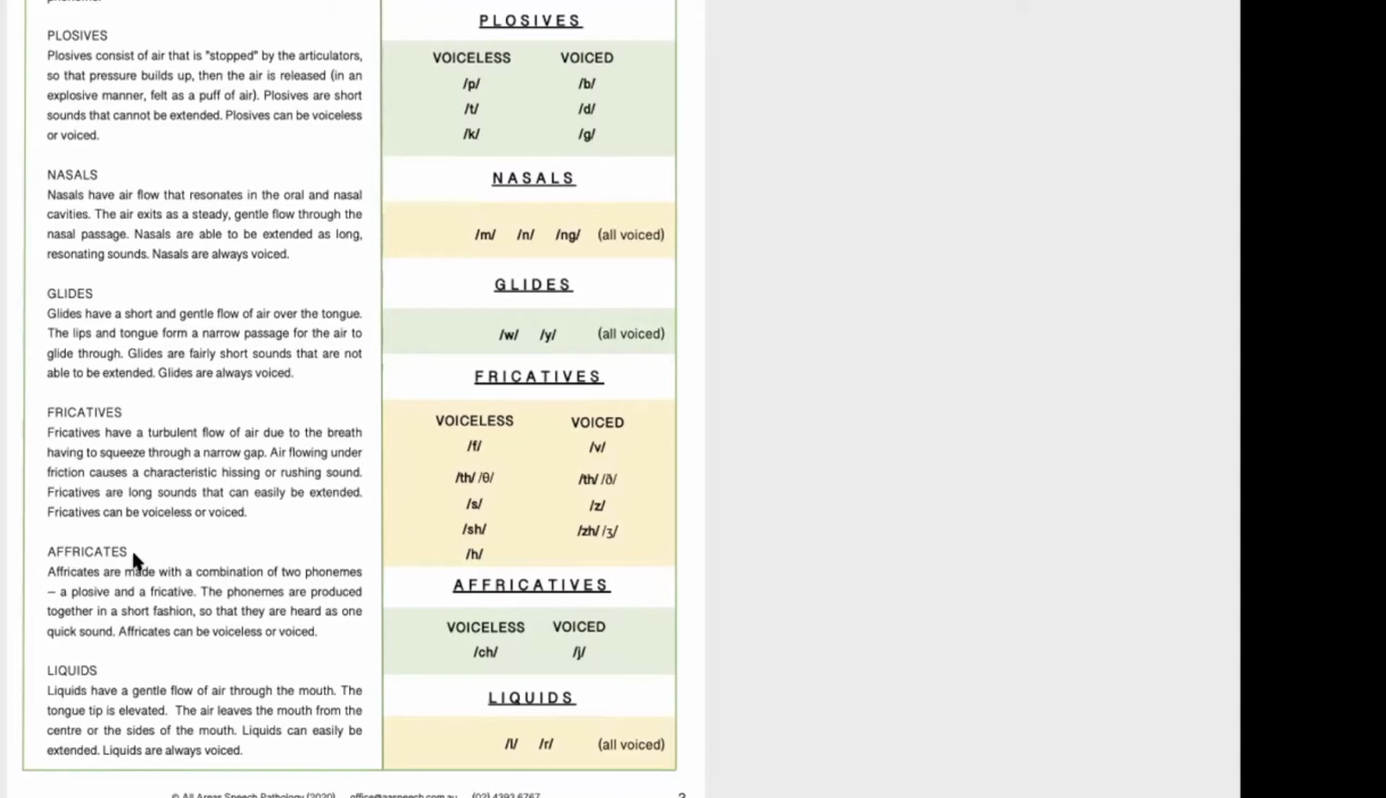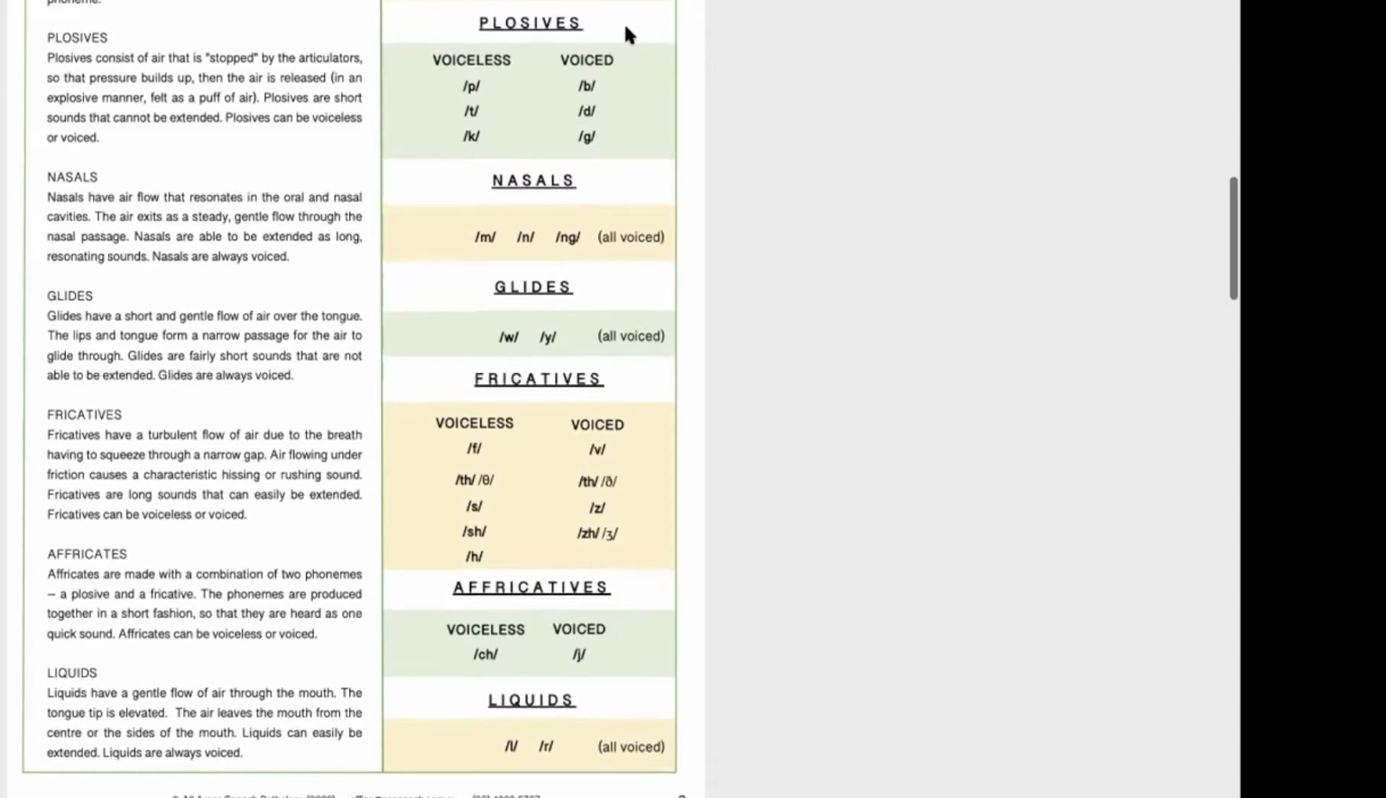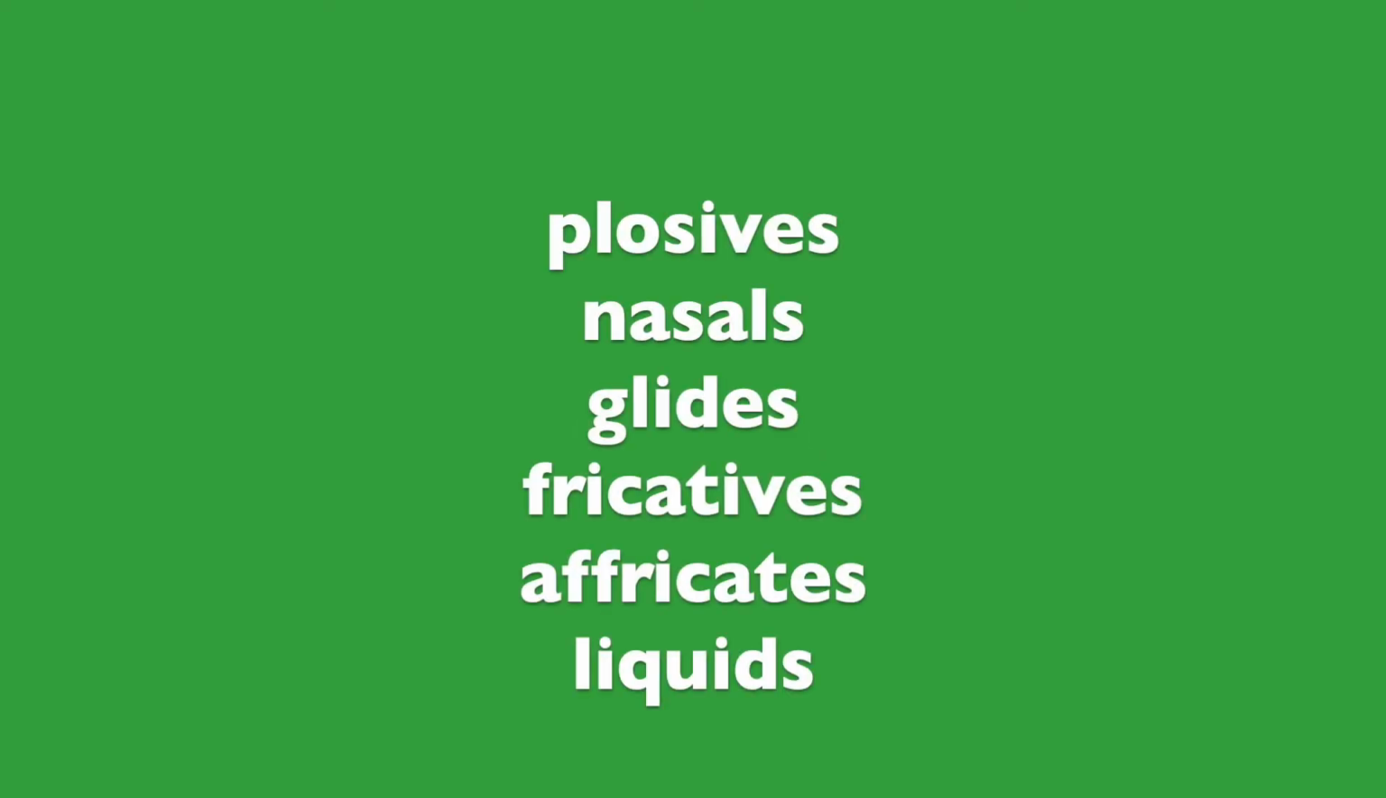Before we go and read those in more detail, let's go to our whiteboard, or you go to your just blank piece of paper, and let's see if we can write those 6 categories and practice their pronunciation. So what did we have first? We had the plosives, then nasals, then glides, fricatives, affricates, liquids.